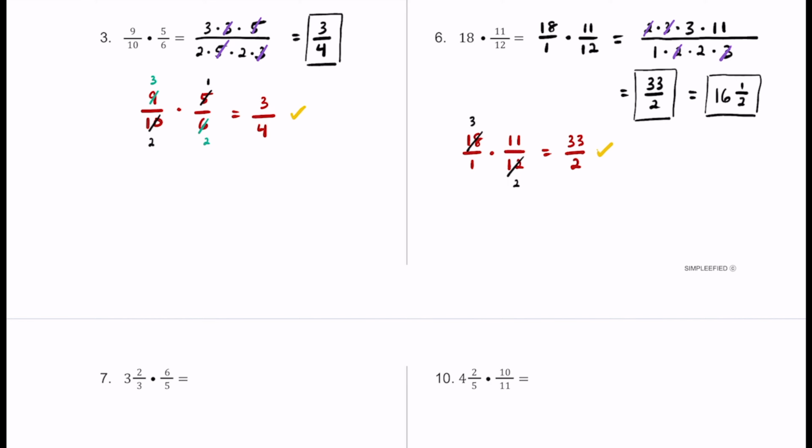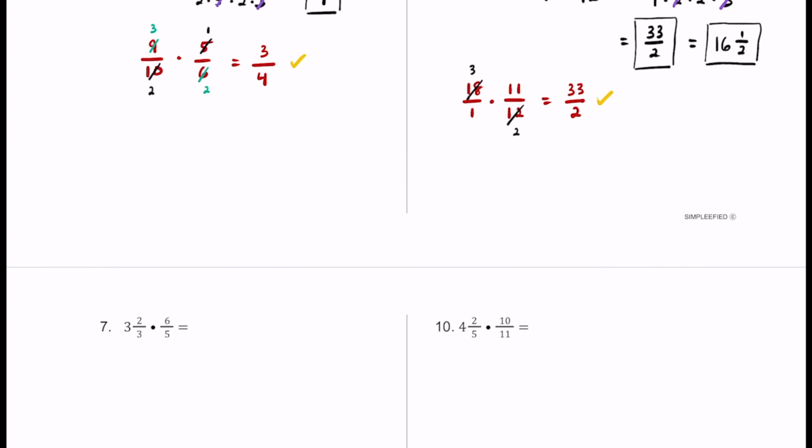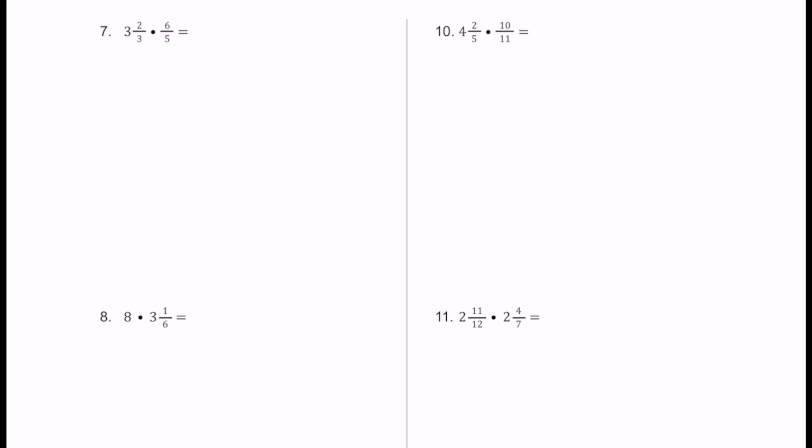All right, for number 7, we have a mixed number and an improper fraction. Okay, so if we deal with this, we have to multiply 3 times 3 is 9. 9 plus 2 is going to be 11. So this is the same thing as 11 over 3 multiplied by 6 over 5.